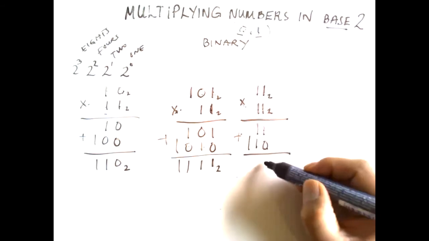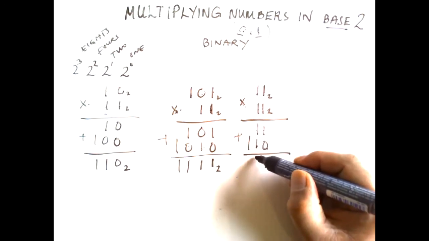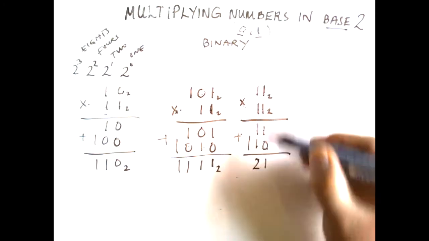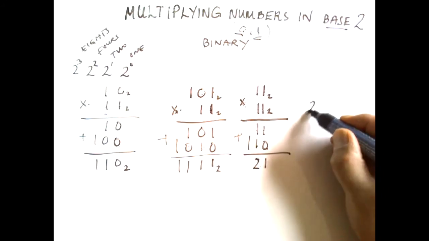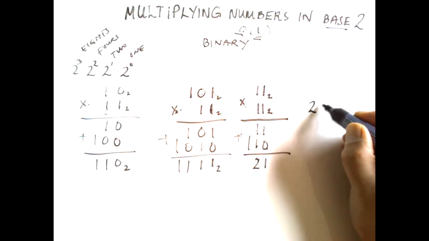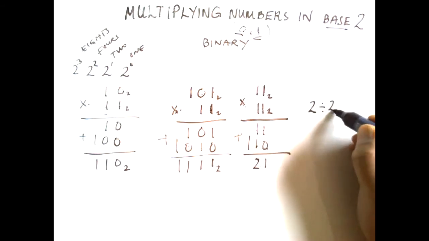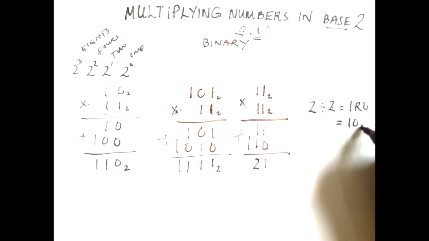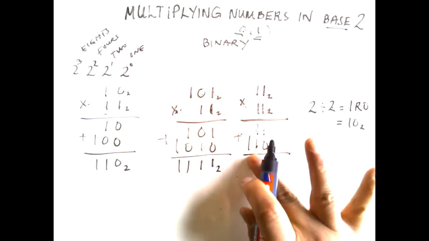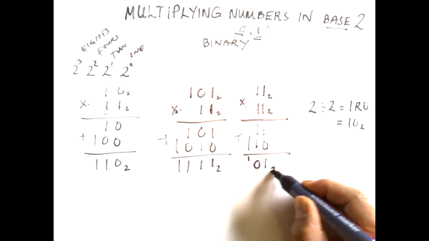1 plus 0 is 1. Now 1 plus 1 is 2, right? Can we write 2? No, we can't. We are only allowed 0 and 1. So here we have 2. How do you write 2 in base 2? Well, the question would be, how many 2's go into 2? Your answer is 1, remainder 0. So you're writing 2 as 10 in base 2. So instead of writing 2, you have to write 10. Those are in base 2.